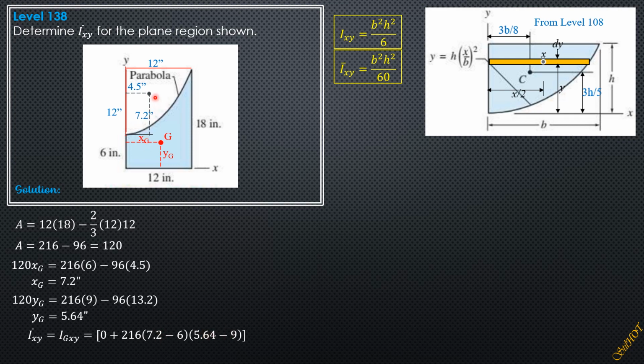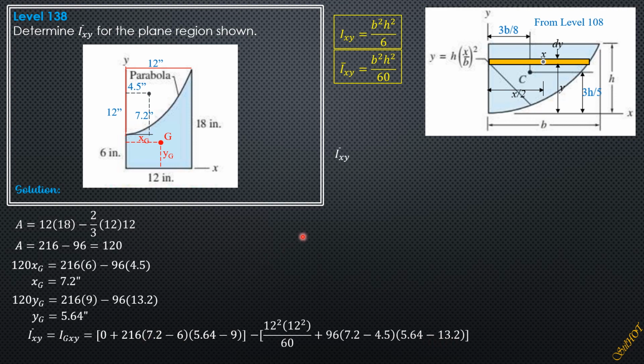For the parabola, minus area of parabola, minus with respect to the centroid, b square h square over 60, or 12 square over 60, then plus area of parabola 96, then xg of the entire area 7.2, x of the parabola 4.5 minus, then yg of the entire area 5.64, then the yg of the parabola is 6 plus 7.2, so minus 13.2.